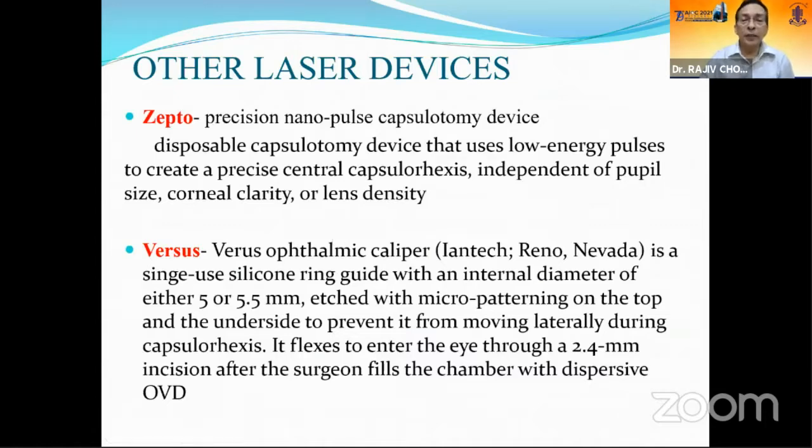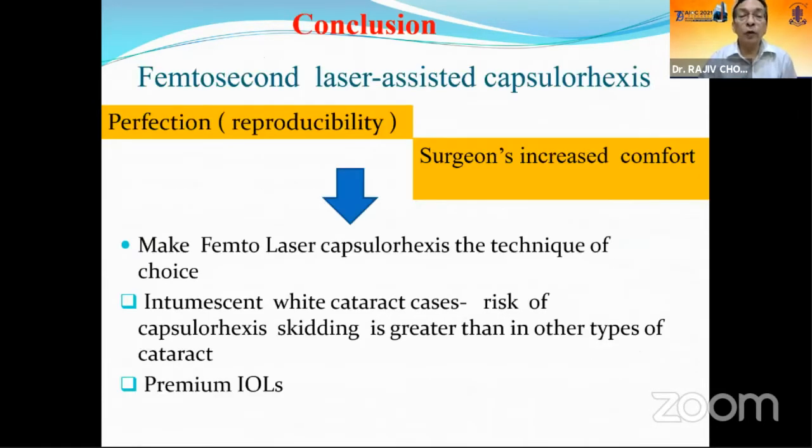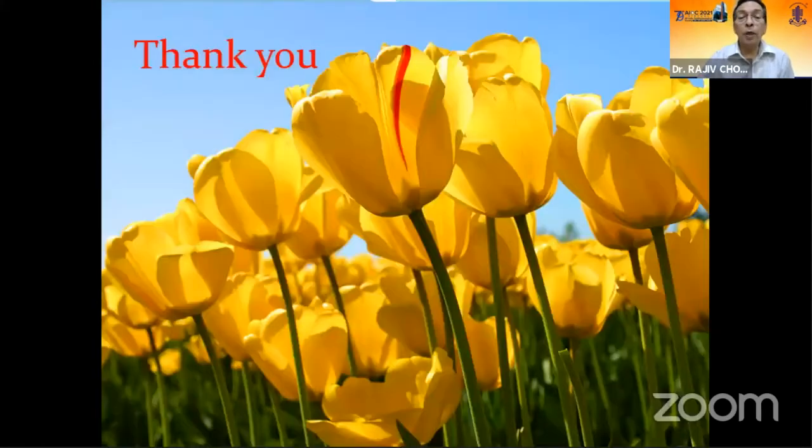There are other devices which probably Ikeda is going to cover. So in conclusion, femtolaser assisted capsulorhexis gives perfection. Surgeons should make femtolaser capsulorhexis the technique of choice, especially in intumescent white cataract, where the risk of the capsulorhexis running away is much more. You are planning a premium IOL.